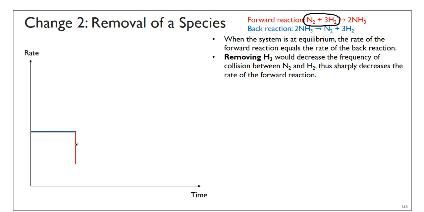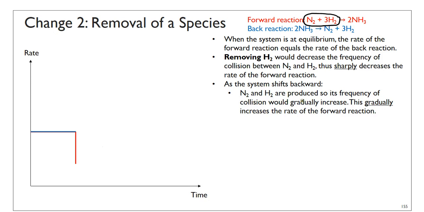So the rate of the forward reaction will go down sharply, and as of now, you haven't affected the rate of the back reaction yet. The response is that the system will shift backwards, and as it does that, nitrogen and hydrogen will be produced because you're going back. So if nitrogen and hydrogen are being produced, the frequency of collision between nitrogen and hydrogen would increase, which gradually increases the rate of the forward reaction. So the forward reaction has a decrease in rate and then it gradually increases.